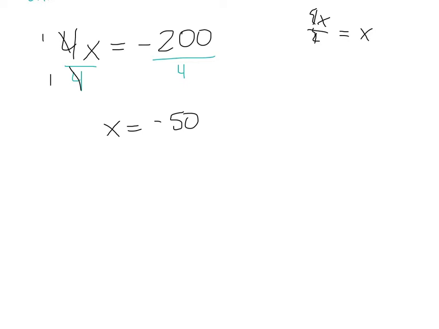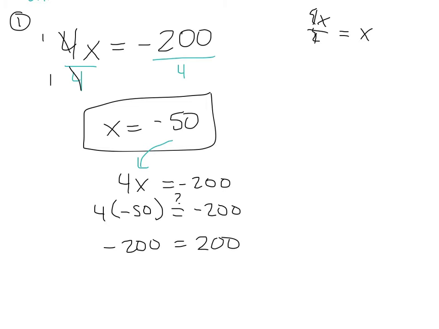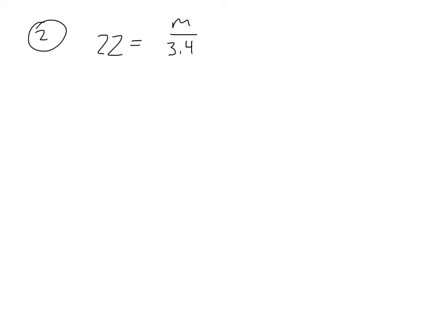Now, is our answer reasonable? Is it accurate? How do we know? Well, let's plug that negative 50 back into the original. This is question number 1, I had 4x equals negative 200. If you plug in negative 50 in there, you get 4 times negative 50 equals, question mark, negative 200. Well, let's see, 4 times negative 50, 4 times 50 would be 200. So yeah, negative 200 does in fact equal negative 200. And there you go.